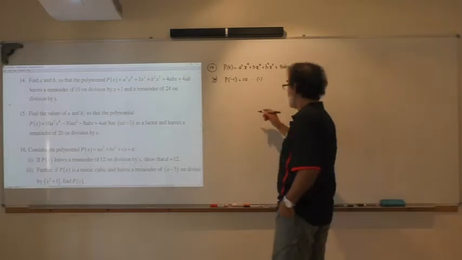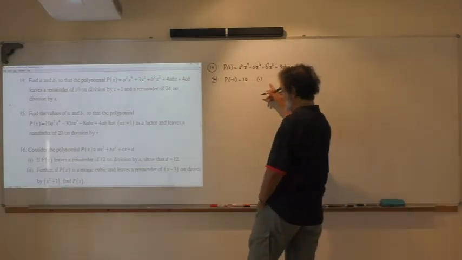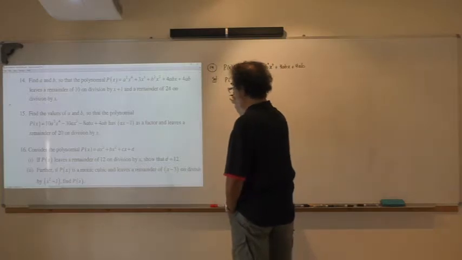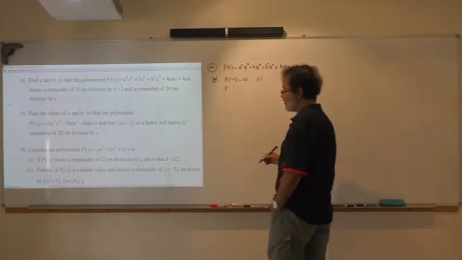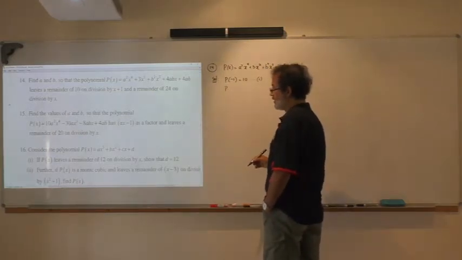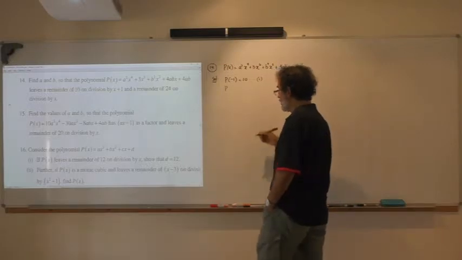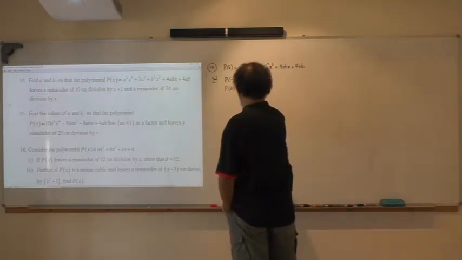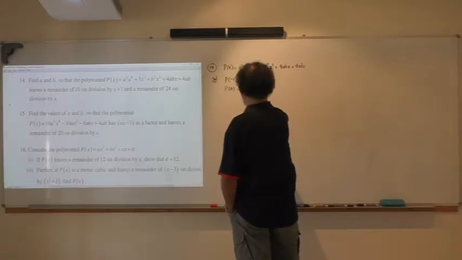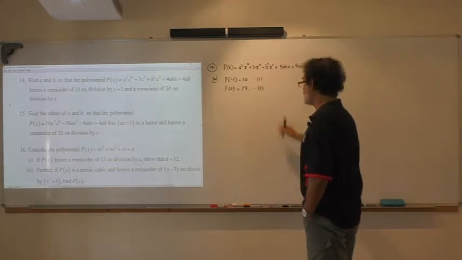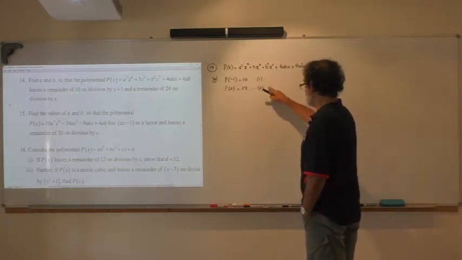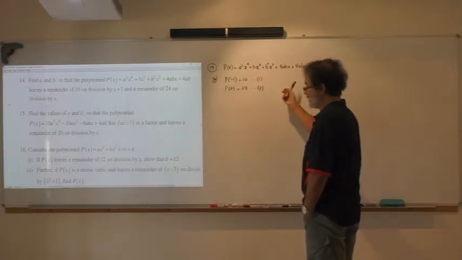So p of negative 1 is equal to 10, and the other piece of information that we have is that p of 0 is equal to 24, because they say that the remainder is 24 when you divide by x, which is the same as saying when you divide by x minus 0. That will give us the second equation. So this is when you divide by x plus 1, and this is when you divide by x minus 0 or plus 0. In this case, it doesn't matter.